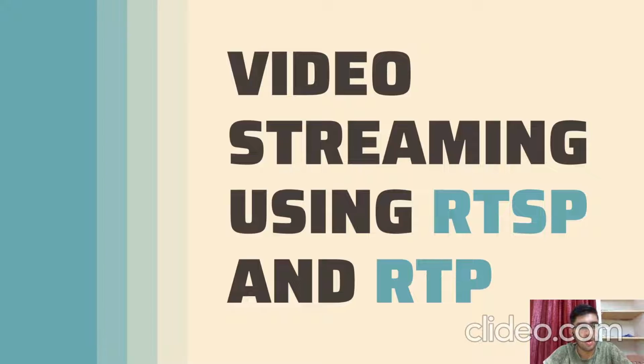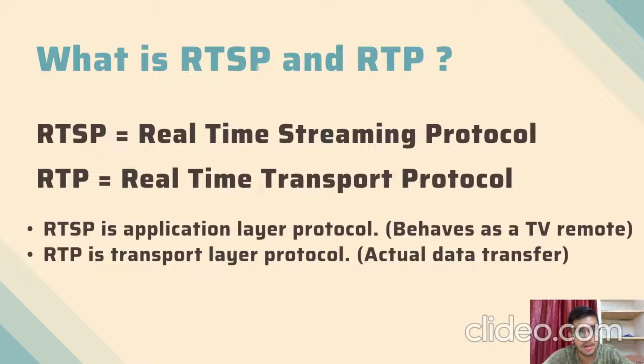So today I will demonstrate video streaming using RTSP and RTP. So physically, what is RTSP? It stands for Real-Time Streaming Protocol, and the full form of RTP is the Real-time Transport Protocol. RTSP is the application layer protocol and RTP is the transport layer protocol. RTSP is similar to a CD remote, like a control, as you will see in the following slide, and the actual data transfer occurs via the RTP protocol.